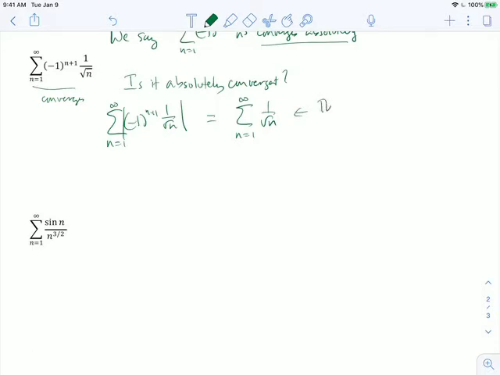This is also a p-series with p equal to 1/2, which is less than or equal to 1. So this is divergent. So when this is convergent, this is divergent. That tells me that the series I was given originally converges conditionally.